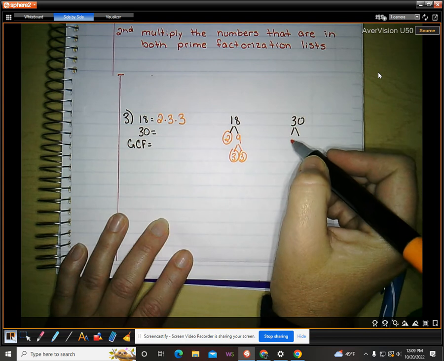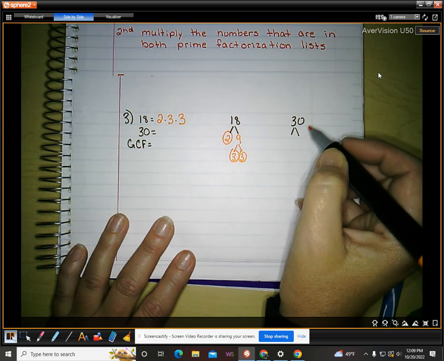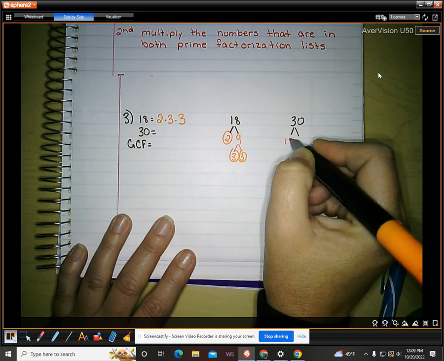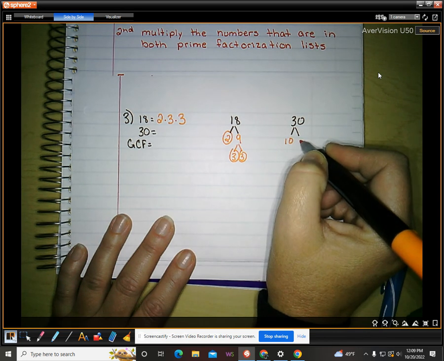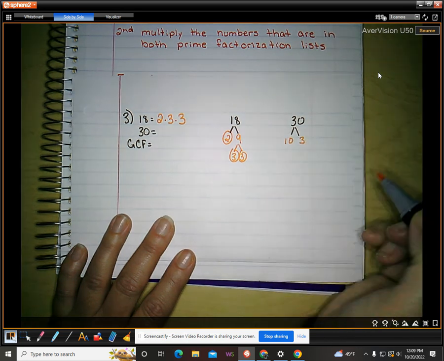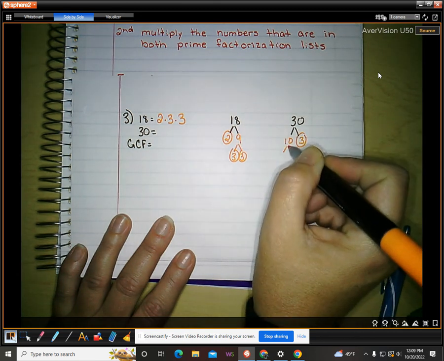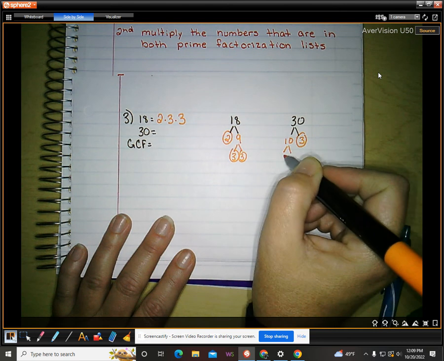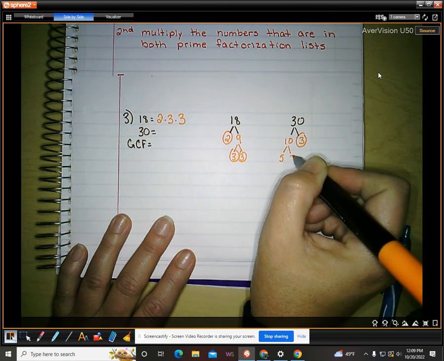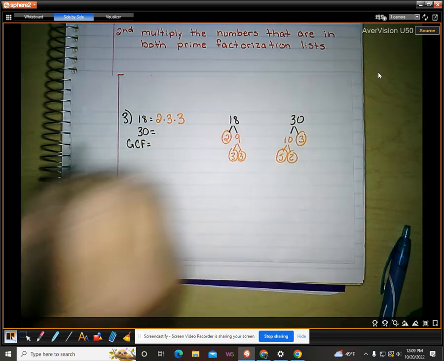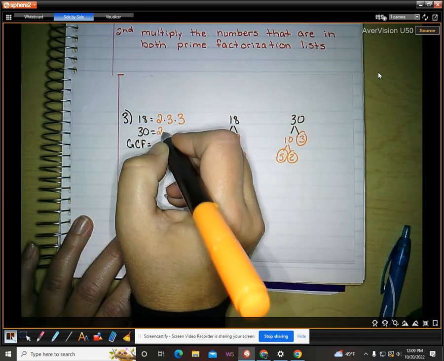Okay? 30. Someone else. How are we breaking this up? Mason? 10 and 3. You could have done 6 and 5. You could have done 2 and 15. Doesn't matter. Okay? 3 is prime. So 10, Mason? 5 and 2, 2 and 5. Doesn't make a difference. Those are both prime. So our prime factorization is 2 times 3 times 5.